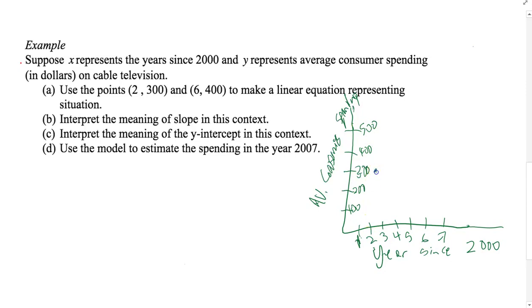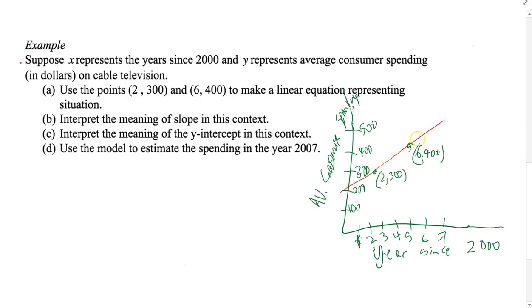So let's plot those in for part A, 2 and 300. So that's 2 on the X, 300 on the Y, and then we're given the other point, 6 and 400. We plot those in, and then we want to make a linear model. We want to write a linear equation. That's what we're doing. We're trying to write a linear equation to represent this situation.